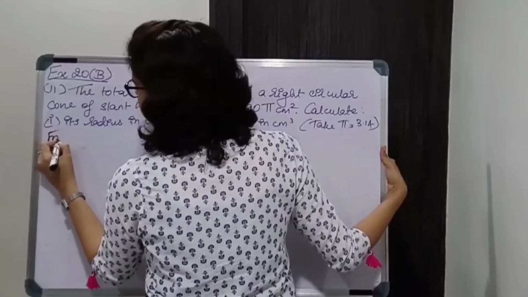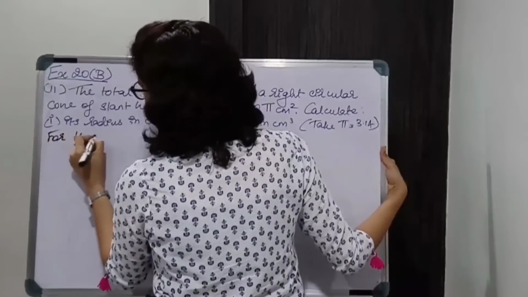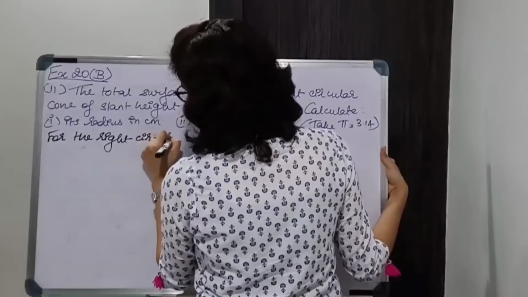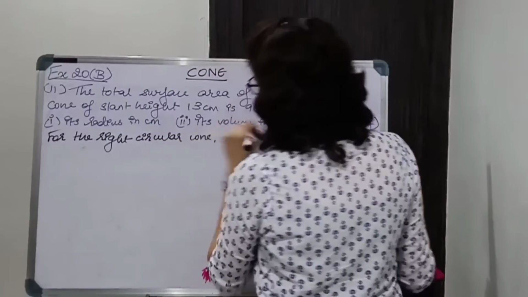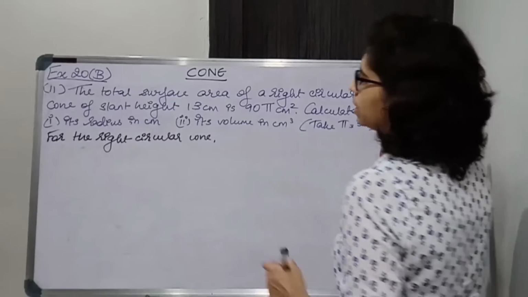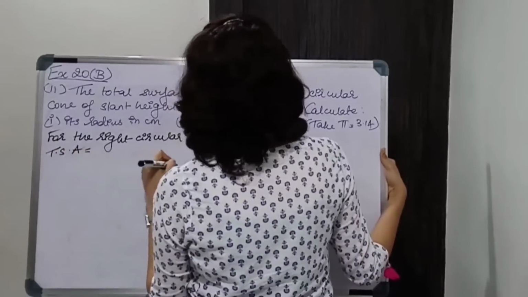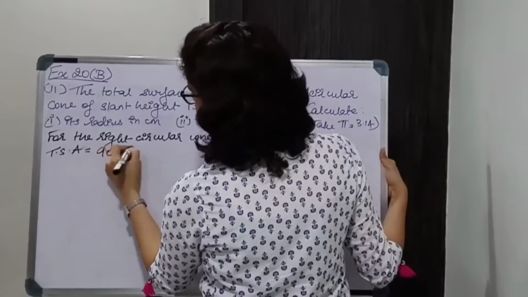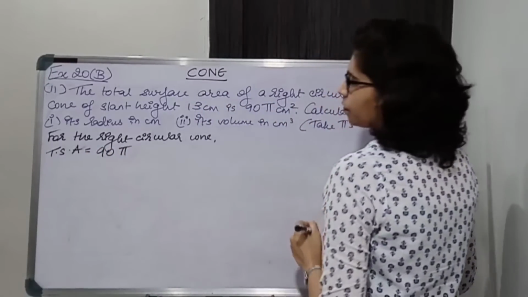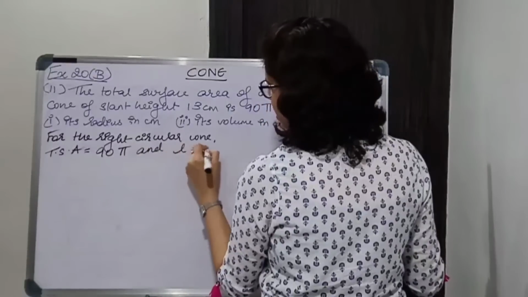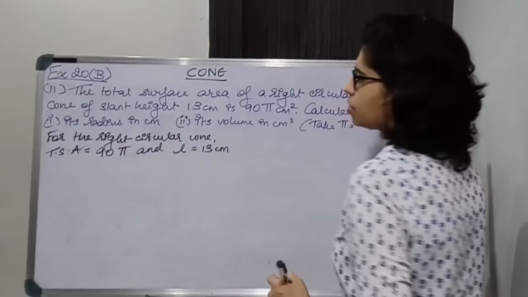First we'll write down the given. So for the right circular cone, TSA is 90 pi, okay, and slant height, that is L, is 13 centimeters.